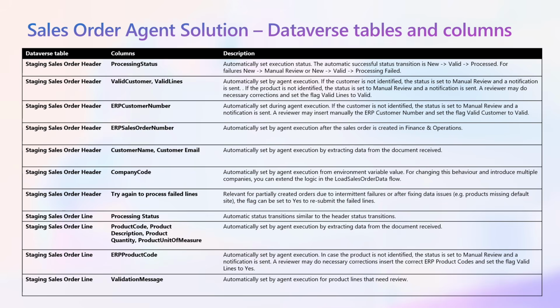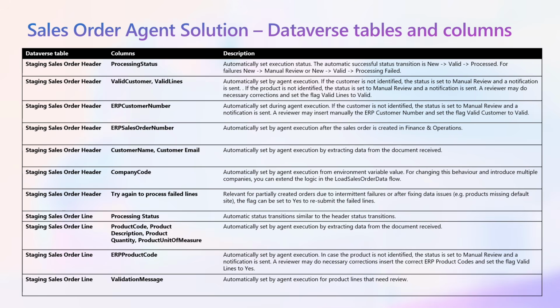Key columns include processing status. The value of this column drives the agent execution, with possible values being new, valid, manual review, processed, or processing failed. Valid customer is a flag that is automatically set by the agent execution. Valid lines, again, is automatically set by the agent execution. If there is at least one product that is not identified, valid lines is set to no, and the processing status is set to manual review with a notification being sent out.